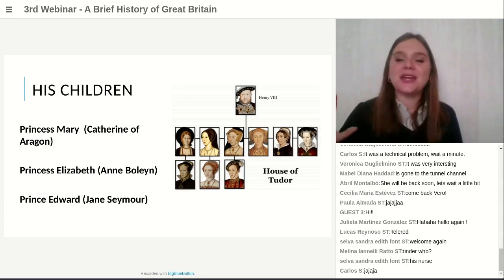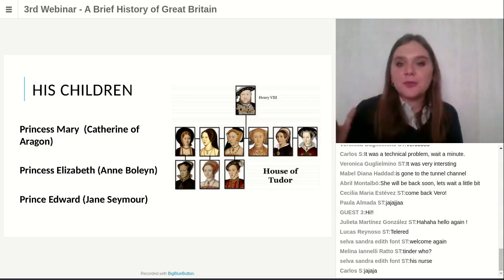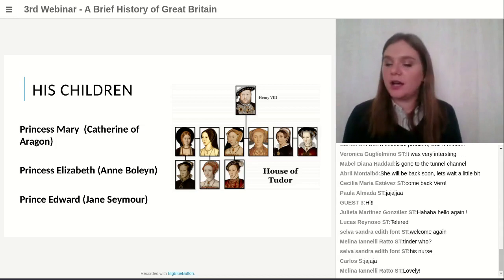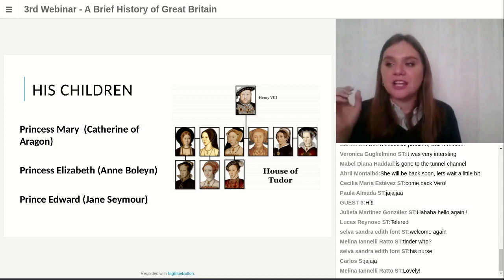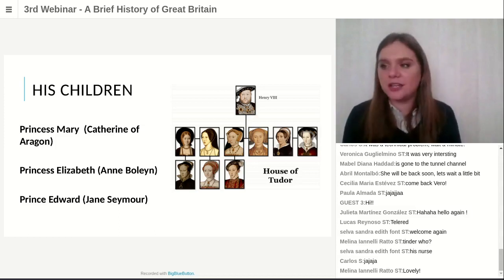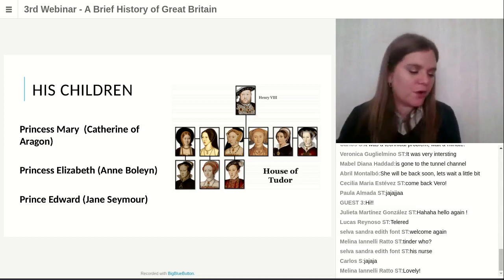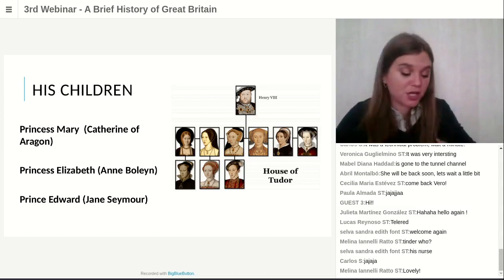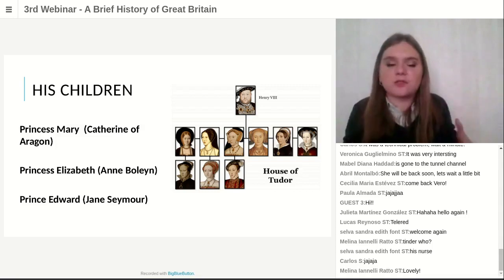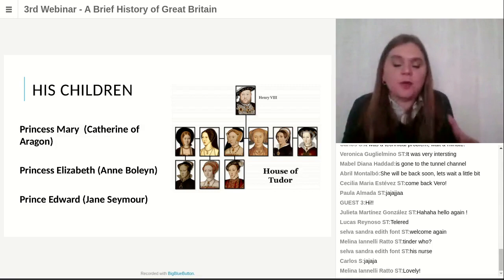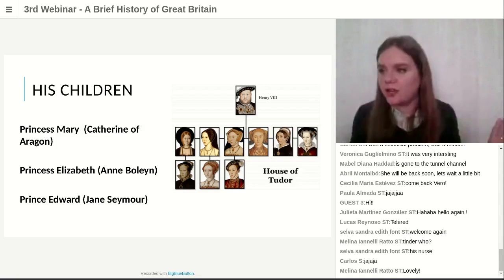Okay, and so we have these children. Yes, we have Princess Mary, the oldest. She's the daughter of Catherine of Aragon. She is Catholic, of course. Her grandparents are the Catholic kings of Spain. She was raised in a Catholic environment because King Henry was a defender of the faith for the Roman Catholic Church until he decided to separate. But she was raised Catholic. Her mother was an extreme Catholic, praying all the time, as Catholic as you can be.